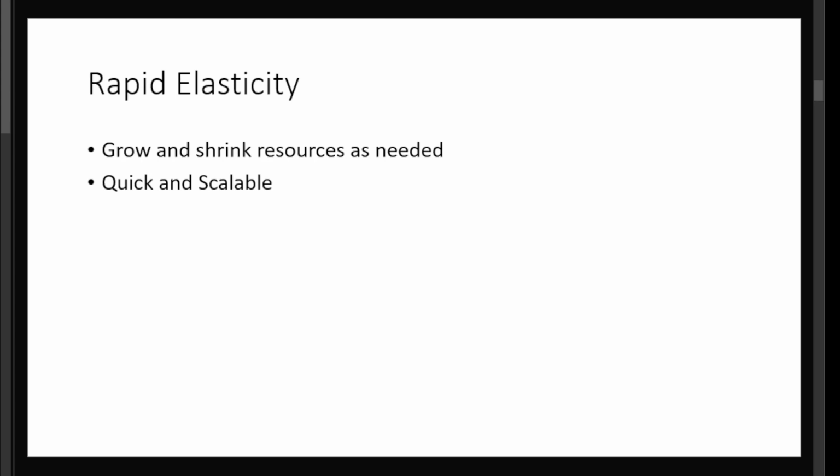Rapid elasticity is just the ability to grow and shrink resources as needed. This is a cloud concept indeed, because if there's a company that needs resources for a peak time, but they use low resources for the rest of the time, they can do that within the cloud and be given more resources to meet that peak time. And this partners with metered and measured service. It's quick and scalable.